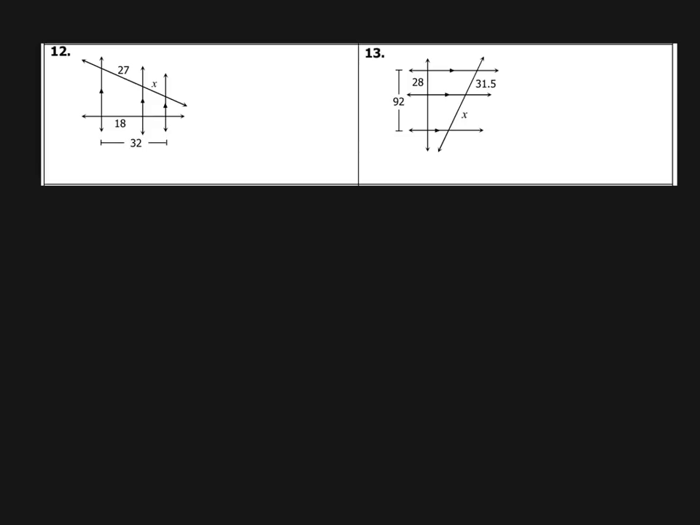So I'm just going to grab number 13, but they both have this situation where 92 is the full length or 32 is the full length. I need to know what this little piece is right here. So that's going to be 92 minus 28, and 92 minus 28 is 64. So this is 64. All right, so let's work our way from bottom to top. X is to that as 64 is to 28. So it's going to say X is to 31.5, same as 64 is to 28.